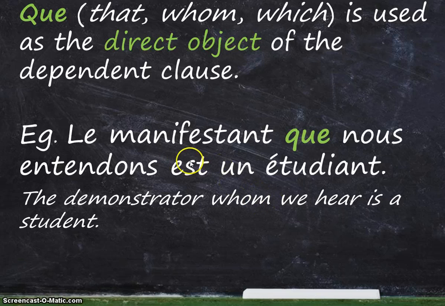Here we're going to use le manifestant que nous entendons est un étudiant. Here the manifestant is not the subject, it is the one whom we're listening to. Okay, and then here you're going to ask the question, whom are you listening to? To this person here. So he is not a subject. Okay, so it's very clear, it's very important you understand. Let's try another example here.